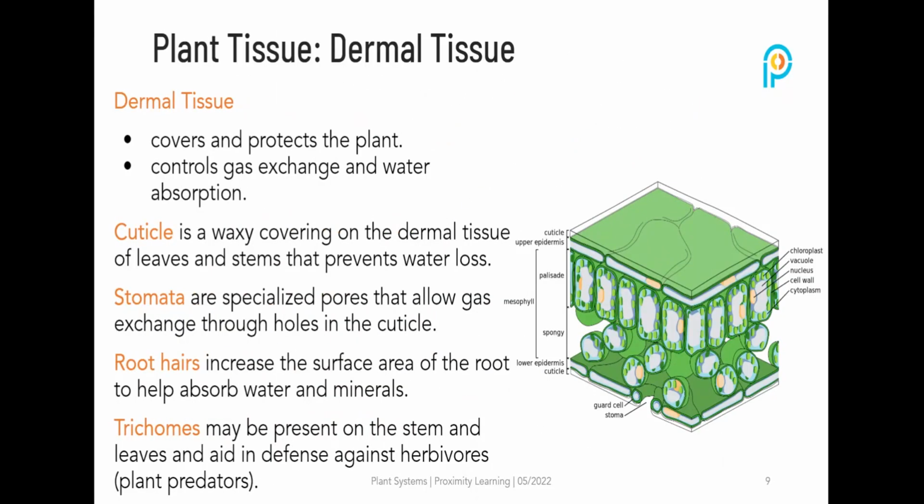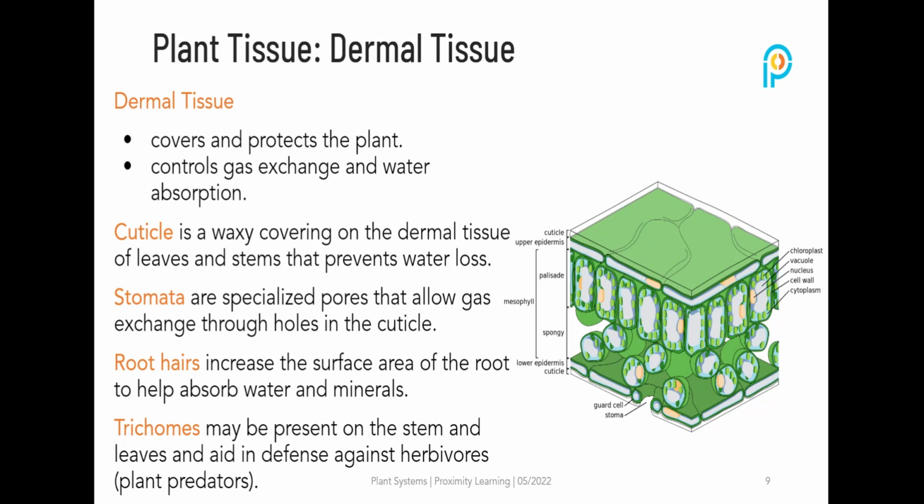This covers and protects the plant. It controls the gas exchange and water absorption. The cuticle, as you can see here, is a waxy covering on the dermal tissue of leaves and stems that prevents water loss. You've probably felt some plants that were like this. The stomata or stoma. These are specialized pores that allow gas exchange through holes in the cuticle.